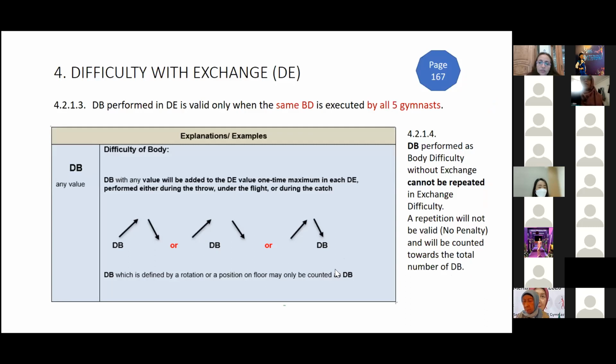If I take a DB, it has to be the same DB performed by all 5 gymnasts. It can be DB on the throw, DB under the flight, or DB on the catch. Any DB which is defined by rotation or a position on the floor, same principle, will be only counted as a DB. Same principle as in individuals.